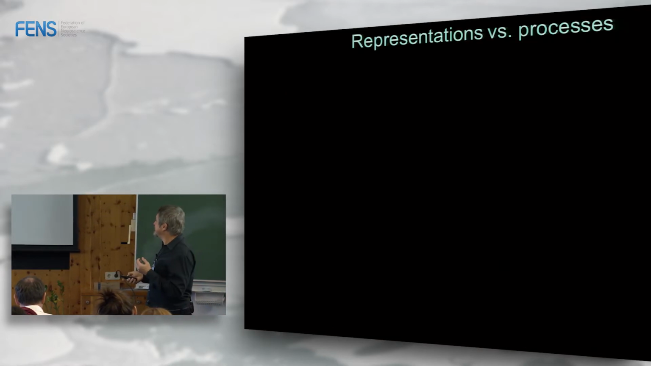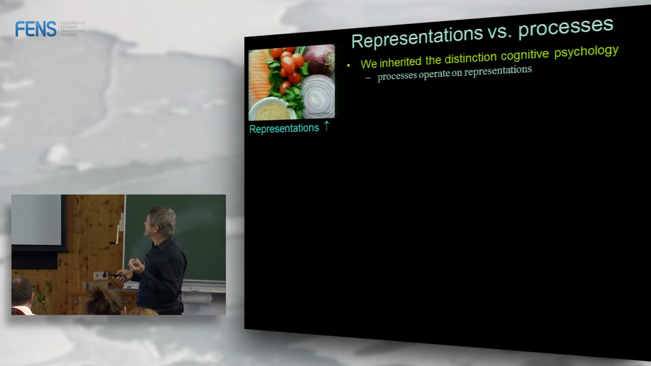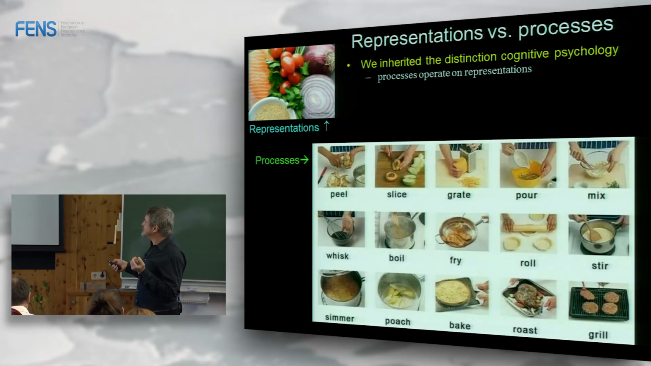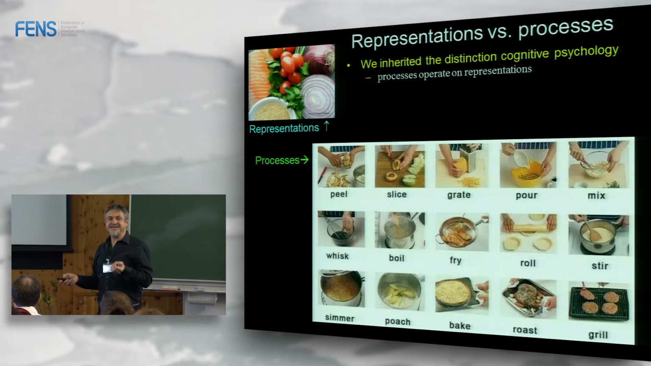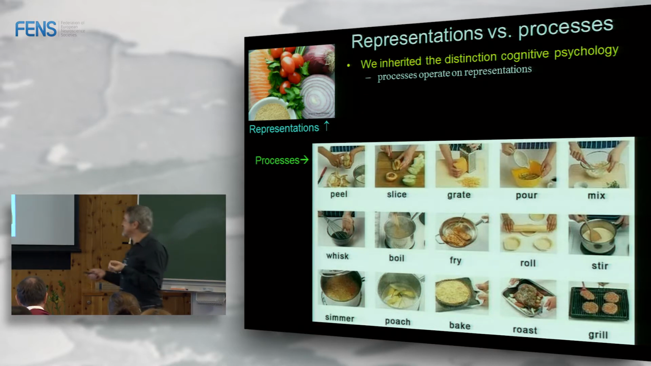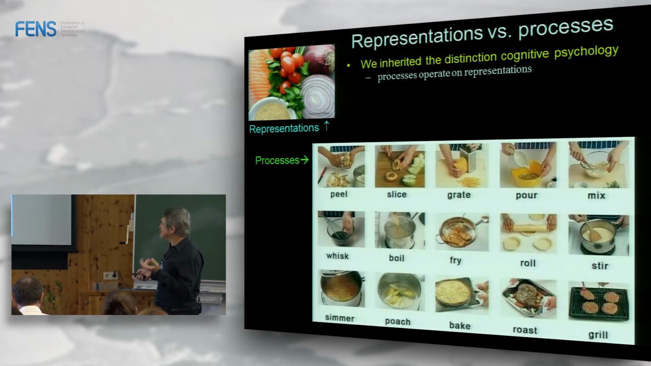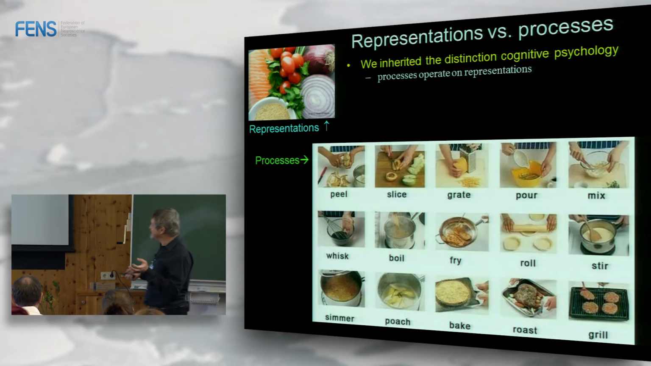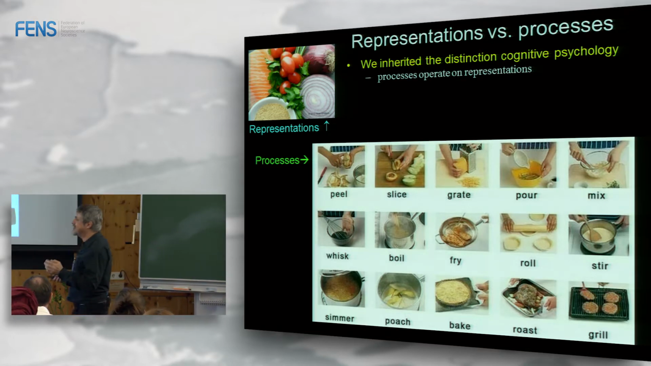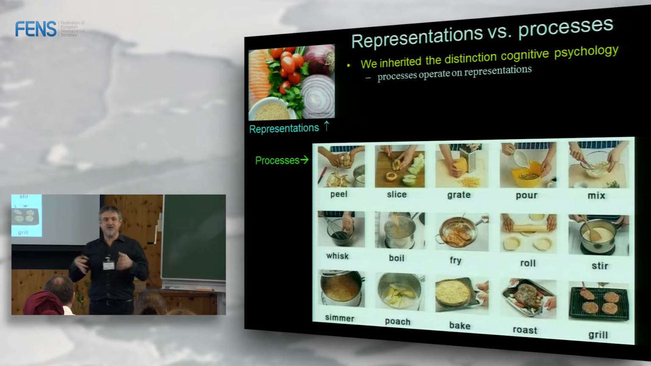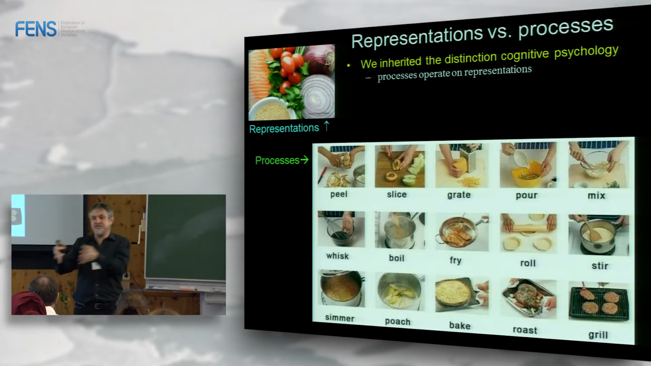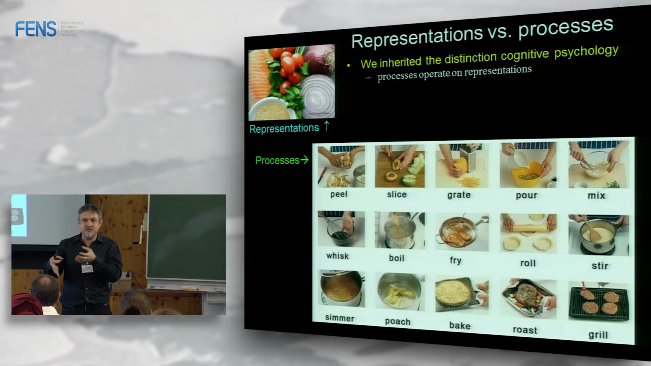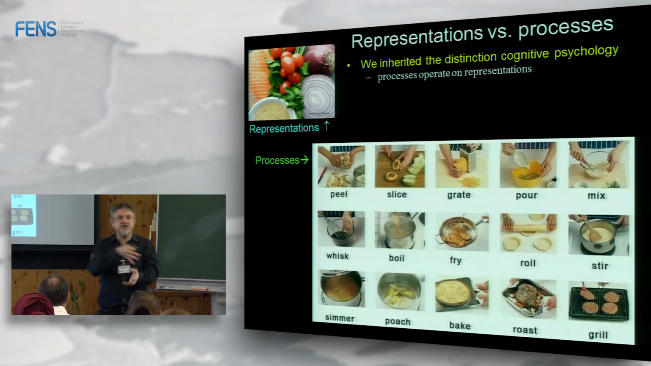And do something else. So I think that basically our model is like a cooking model, right? Representations are like the ingredients, and the processes are all these things: you can peel and slice and grate and pour and mix and whisk and boil and fry and roll and stir. You apply them to something and you can apply them to something else, right? So the idea is that processes are independent of the representation.